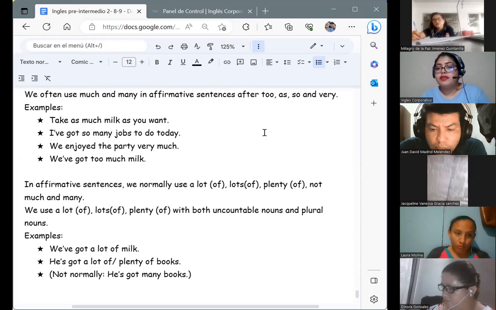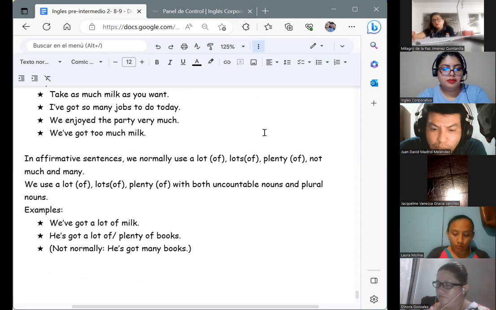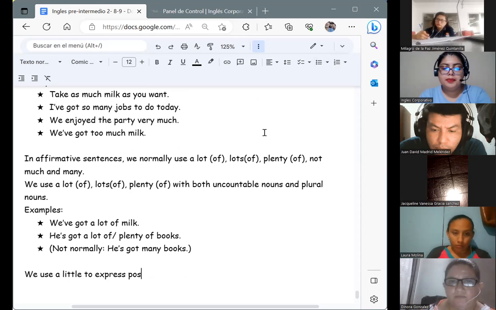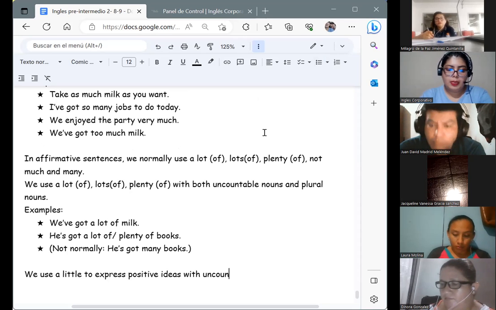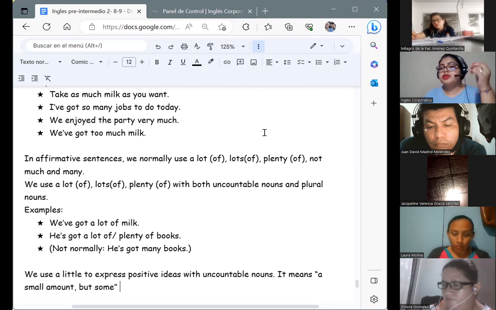Then we have the use of a little and a few. We use a little to express positive ideas with uncountable nouns. So in this case, we're going to use a little to express positive ideas with uncountable nouns.